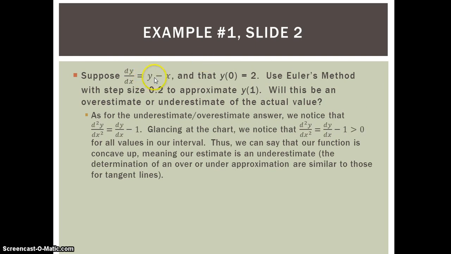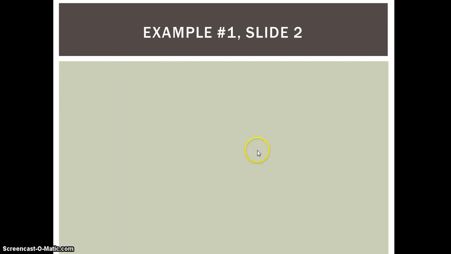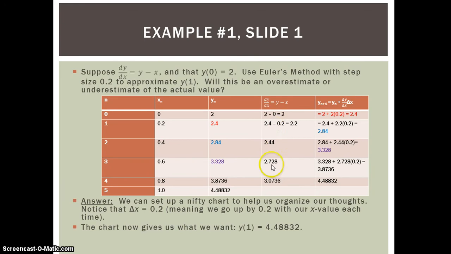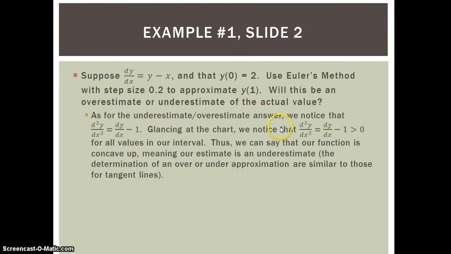So taking the derivative of this and remembering the chain rule, we notice that the second derivative is equal to dy/dx minus 1. Okay, and looking at the chart, we see that dy/dx is always bigger than 1. So dy/dx minus 1 is going to be positive for all values in our interval. Since our function is concave up, our estimate is going to be an underestimate. So again, our determination of that is very similar to what we do with tangent lines.